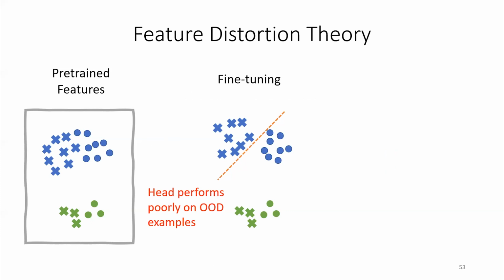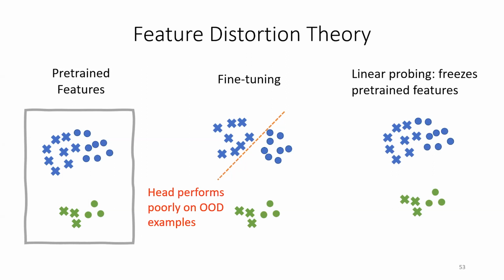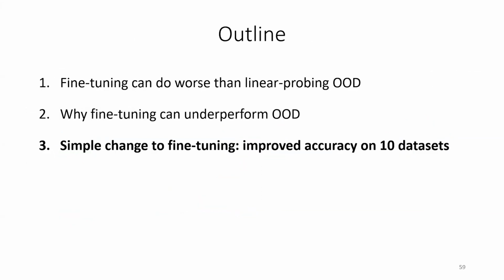So that's the story for fine-tuning. For linear probing, if you had good pre-trained features to begin with, a very powerful foundation model, then you don't have this feature distortion. You don't mess around with the features. You do slightly worse in distribution because you can't improve your features, but your head extrapolates better out of distribution in many cases. Okay, so that's an intuitive explanation of why you might want to be careful when you fine-tune, and why in some cases fine-tuning can do worse than other methods. So how do we fix this problem?